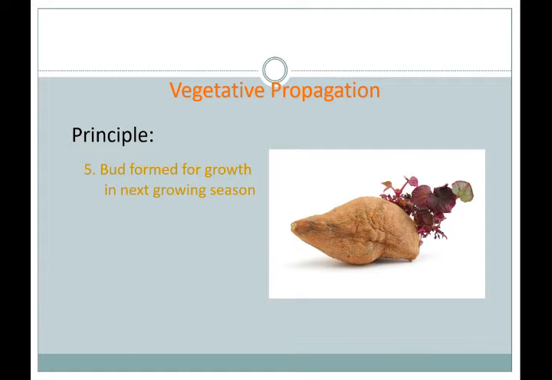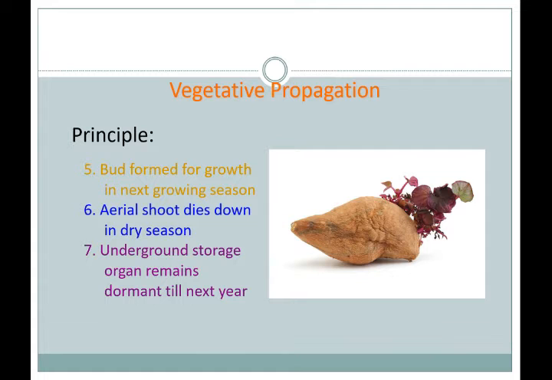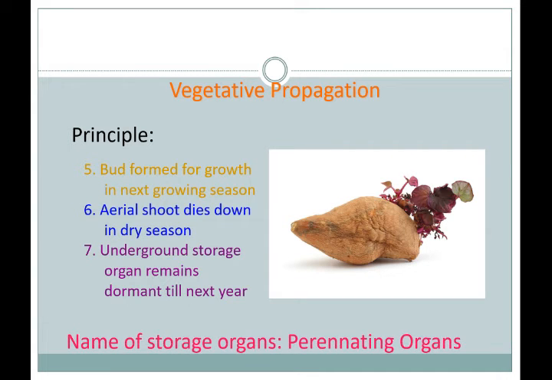Next, the bud will be formed for growth in the next growing season. The adult shoot will die down in the dry season. Because it is too dry, they are unable to survive, so the adult shoot will die, but they are still alive underground. Underground, they will remain dormant until next year. That's why the organs are called perennating organs. So they persist for a whole year.